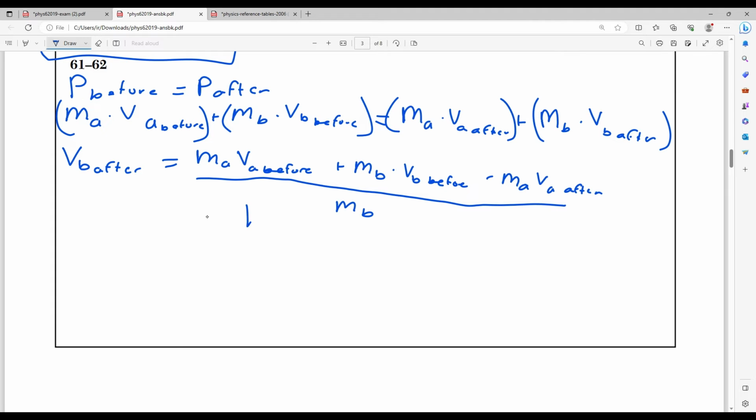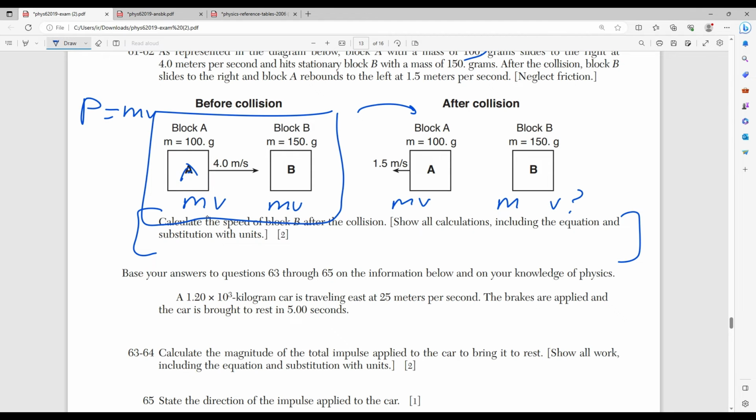All you're going to have to do is just plug in your units and all of your values. Remember that this is in grams, so do not get confused. You need this in kilograms, right? Kilograms is the only accepted unit for mass. If you're confused on how to convert that, just divide it by 1,000.